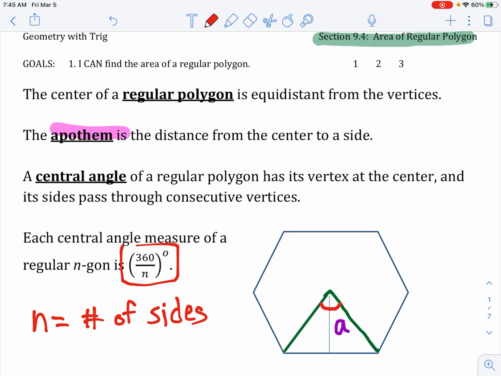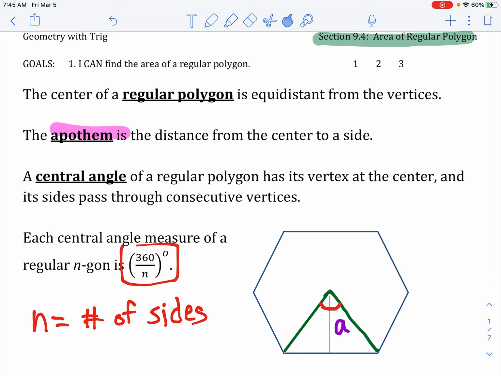That's going to be our procedure. We're going to go through some steps when we solve these. The apothem is the line that we're going to drop straight down the middle. Typically, it'll be given to us. And then what we're going to do is find that central angle before we begin the problem.